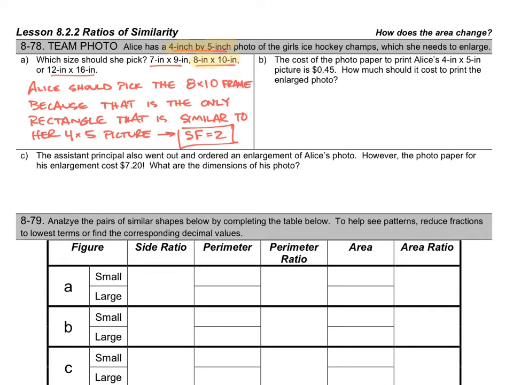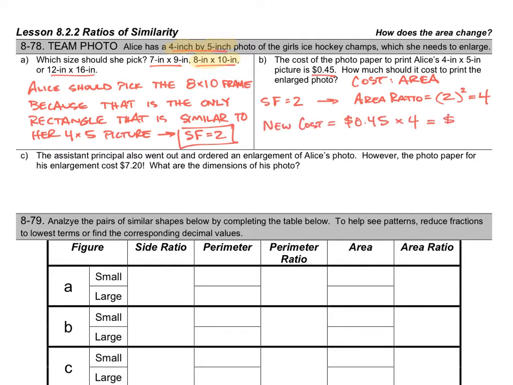Okay, now let's move to part B here. The cost of her photo paper to print Alice's 4 by 5 picture was a whopping 45 cents. How much should it cost to print the enlarged photo? Well, let's assume that the cost is proportional to the area of the picture. We had a scale factor of 2. That means that our area ratio will be 2 squared, which is also known as 4. So that means our new cost should be 4 times what the old cost was. And if you take 45 cents, multiply by 4, you get $1.80. All right, let's move on.